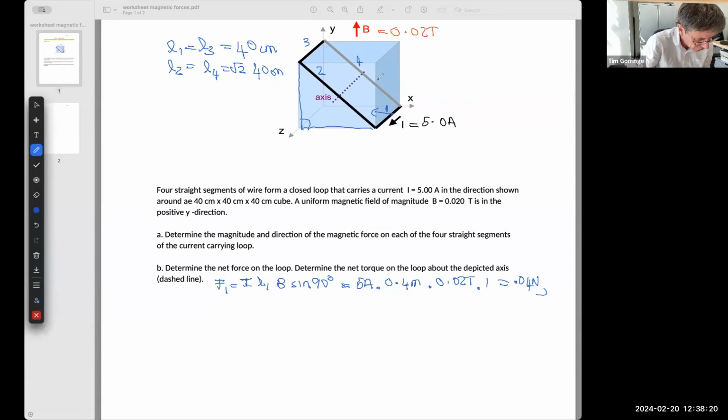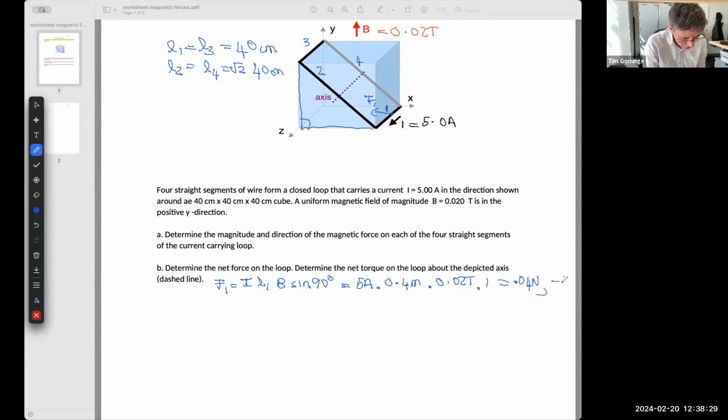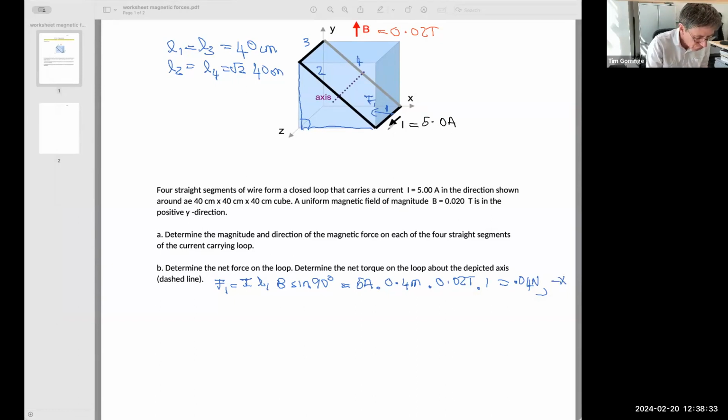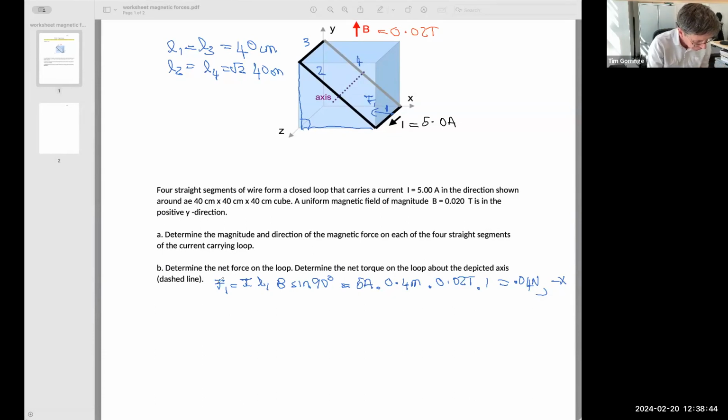I've indicated it here on the sketch. This is the direction of F1. So it's actually in the negative X direction. So let me note that and just indicate it as minus X. Note also that it's at right angles to the magnetic field, and it's at right angles to the current. The magnetic force is always at right angles to the current and at right angles to the magnetic field.